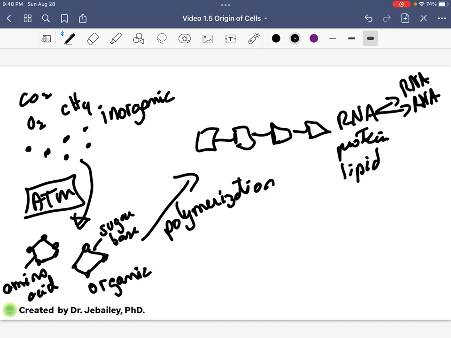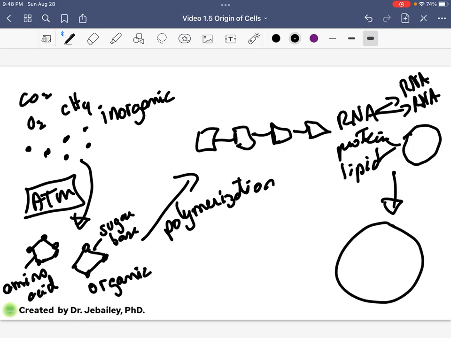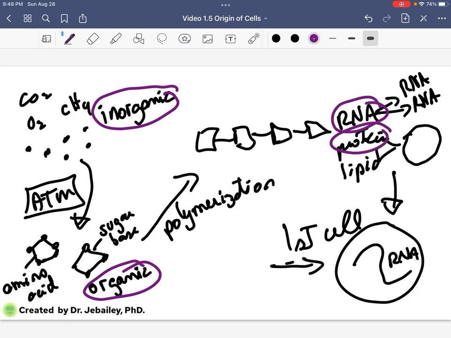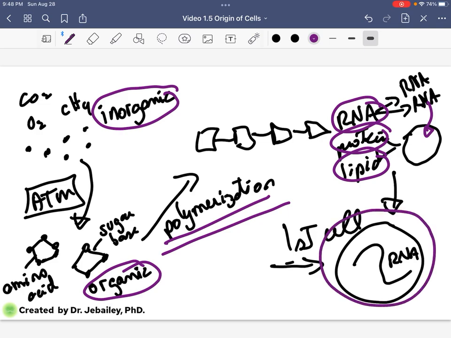And then somehow from this, we can also produce a cell membrane. And from this, somehow we created the cell membrane, and inside we have, voila, RNA. And they were thinking that this is the first cell. So the process starts with inorganic molecules that turn into organic molecules. And these organic molecules combine and turn into large molecules such as RNA, protein, and lipids. And they do this process through polymerization. And then the RNA joins with the cell membrane and turns into the first cell. Again, this is just a hypothesis. Is it true? We don't know.